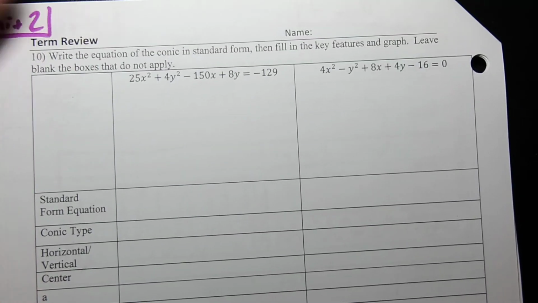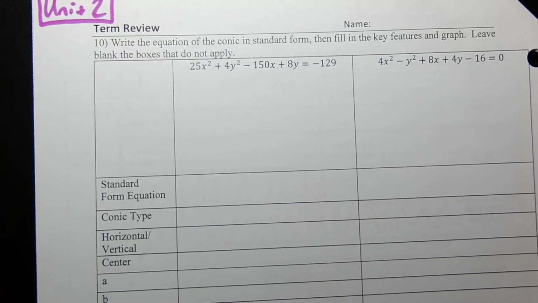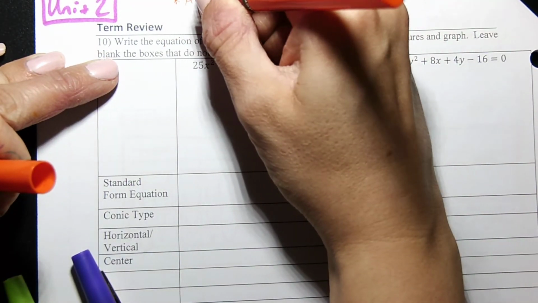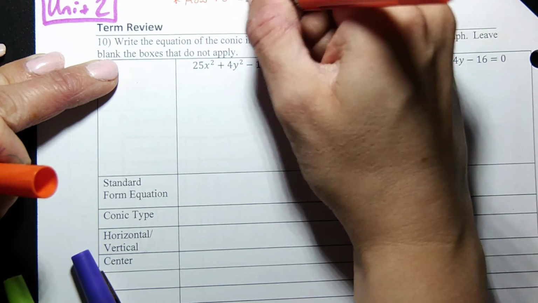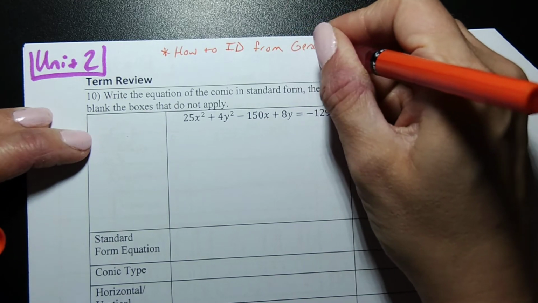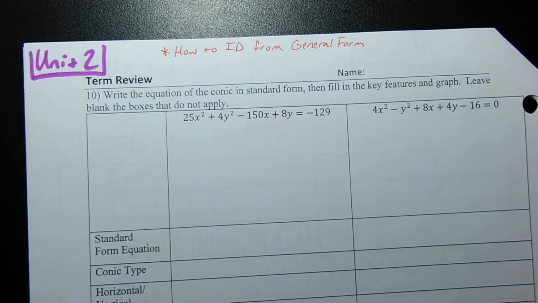So folks, Unit 2 is our heaviest vocab part of the term test and kind of easy things to get mixed up. So what I recommend for this part of the test is that you, one, know how to ID a conic in general form. So how to ID from general form. Which is this gross nonsense for how we have those equations written.